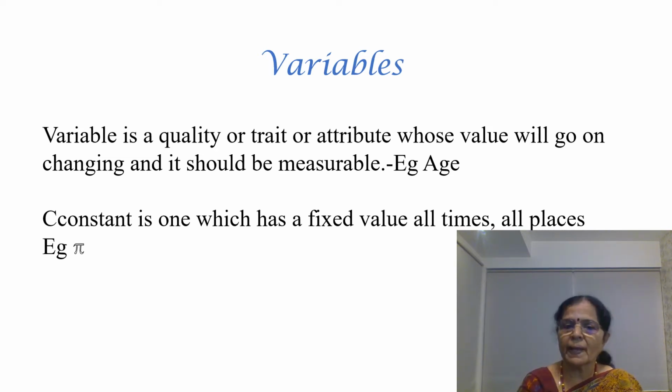Constant, on the other hand, is one which has a fixed value all time and in all places. For example, take the value of pi, which you use in mathematical calculation. The value of pi is always 22 by 7 or 3.14 at all times, anywhere and everywhere. So it cannot be a variable. It is a constant.